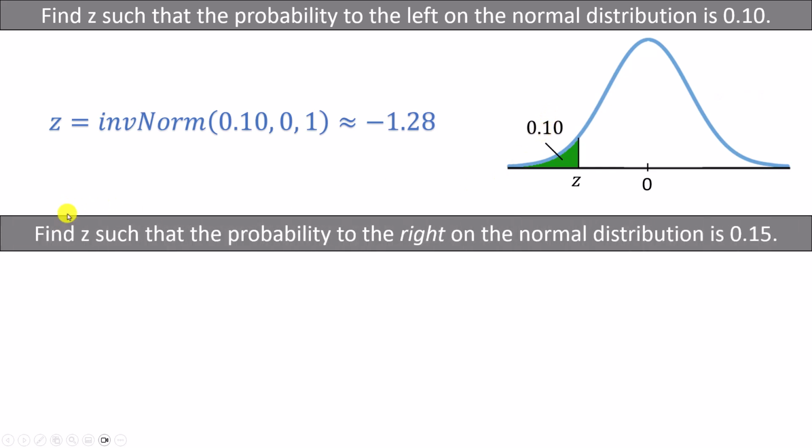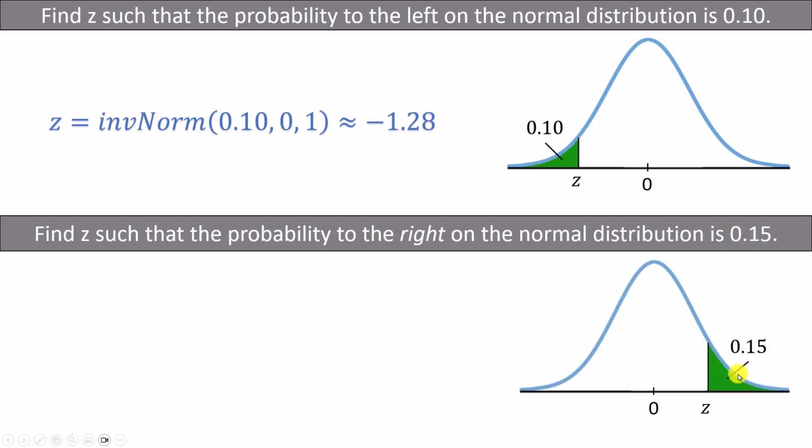Let's say that we are asked to find the z-score such that the probability to the right on the normal distribution is 0.15. Well, here's the picture. We have some z-score towards the right-hand side, and the probability that we have a value to the right of that z-score is 0.15. Now, the inverse norm function takes the area to the left as the first input. If the area to the right is 0.15, that means that the area to the left must be 0.85, such that 0.85 plus 0.15 is equal to 1. Now we can go to our calculator to find the answer.